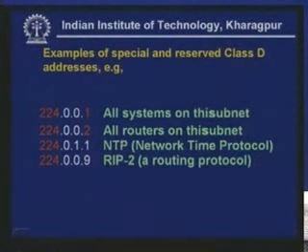Other addresses can be distributed to different multicast groups. For example, special reserved class C, some examples. 224.0.0.1 really means all systems on this subnet. 224.0.0.2, all routers on this subnet. 224.0.1.1 is for NTP, the Network Time Protocol, which is used for synchronizing machines. 224.0.0.9 is for RIP2, a routing protocol. So these are some special addresses, and there are others.